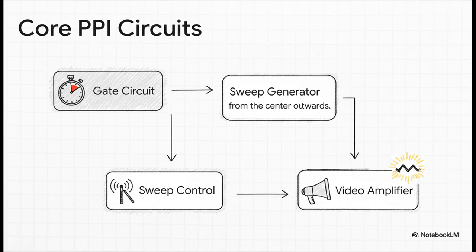Let's break that big diagram down into four main jobs. First, you've got the gate circuit. Think of it as the master clock, or the conductor of the orchestra, making sure everything happens at the exact right time. Then there's the sweep generator.